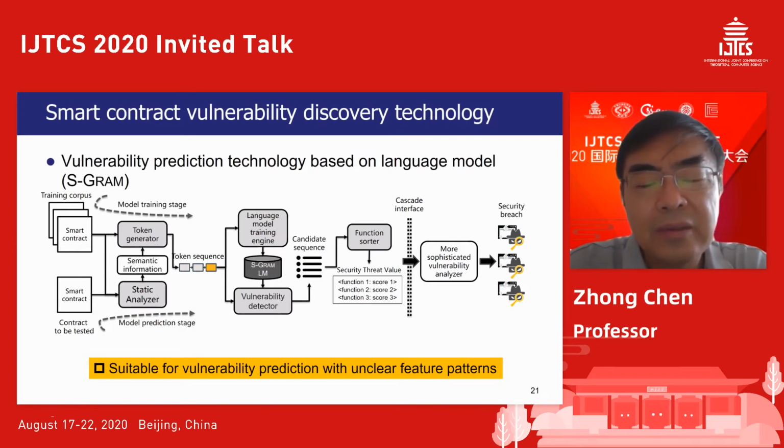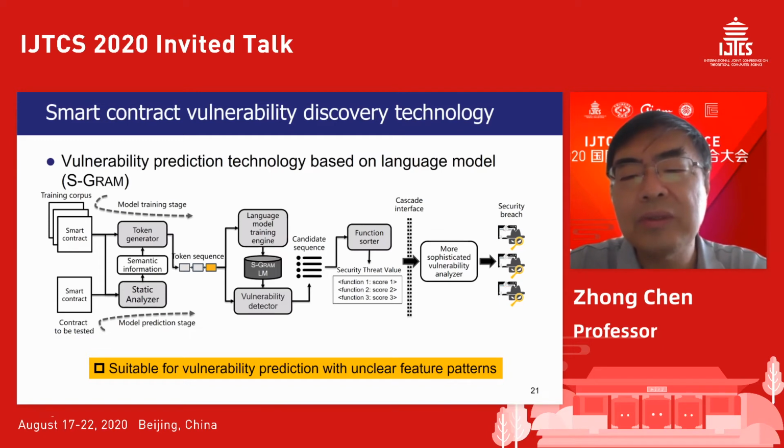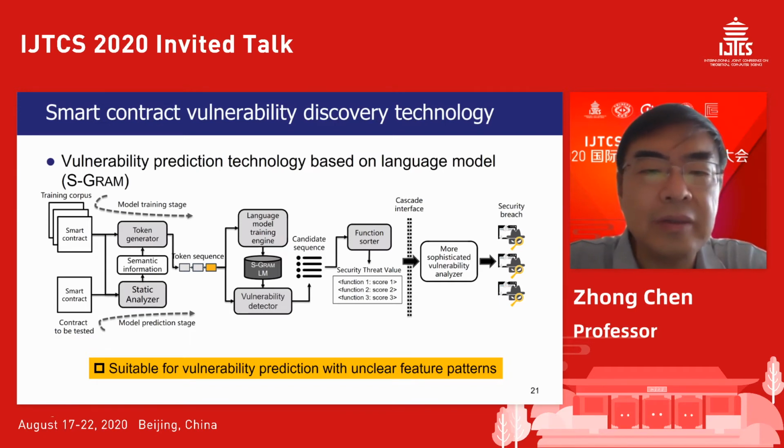Then they go through the vulnerability detector and the language model training engine to generate the candidate sequence. The candidate sequence goes to the function sorter to get the security threat value. Then the vulnerability analyzer generates the security breach. So this is the tool S-gram, which deals with vulnerability prediction with unclear feature patterns.